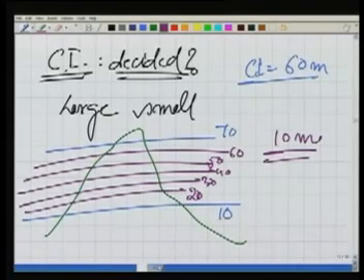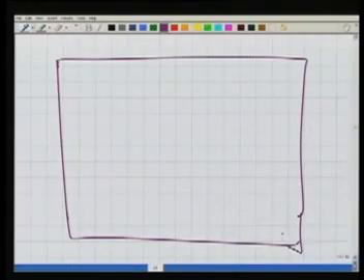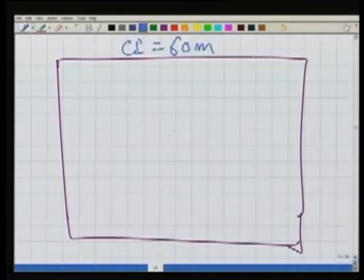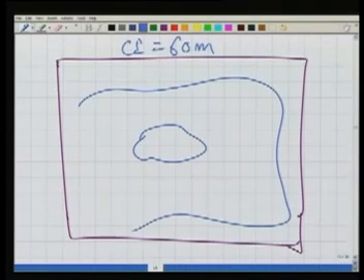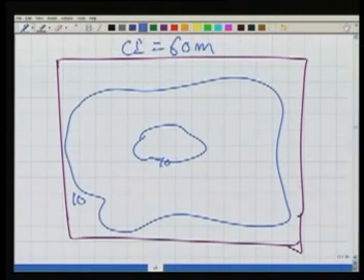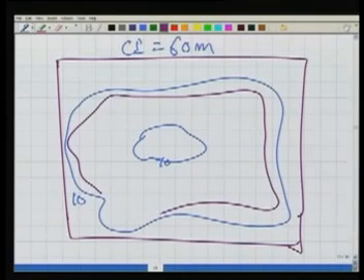Now we can visualize the effect also. In my map, if I had a contour interval of 60 meter, I had only two contours, one here and one there, isn't it? One was of 10 meter, the other one was 70 meter. But the moment I change my contour interval, I have now many more contours.